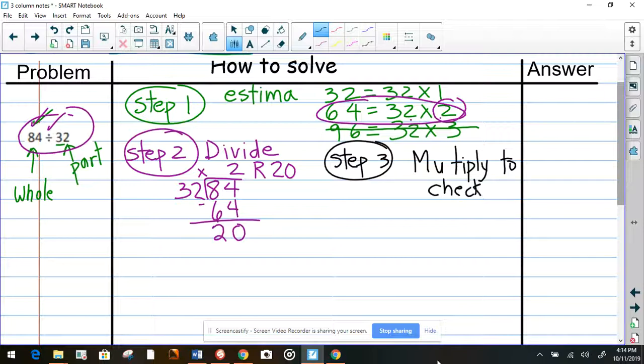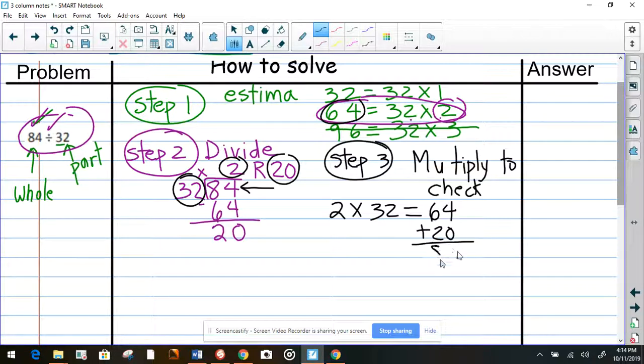Okay, so what are we multiplying? Well, the quotient times the divisor. 2 times 32, and we already have the answer here like we did in the beginning. Remember, it's 64. So this number has to match this number, and it's not the same number. Why? Because we have a remainder. We have to add the remainder to the 64, and that becomes 84. And now this 84 matches this number, which means our division is correct.